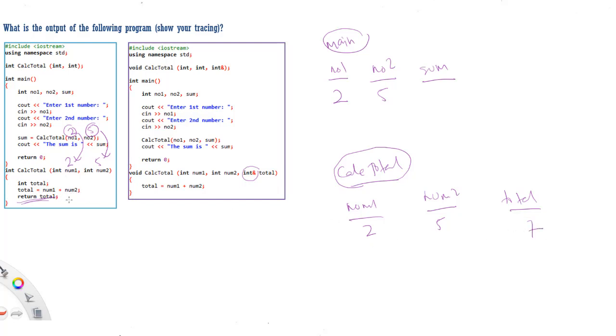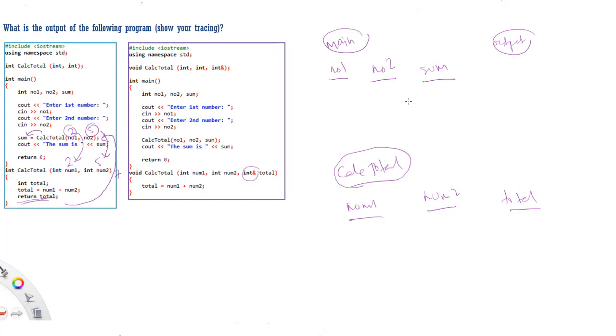So return total, meaning that it will return 7 back to here. Okay, so it stores 7 inside sum. So sum will now be 7. So in the end, the output is the sum is 7. Okay, and this is how function with return value works.